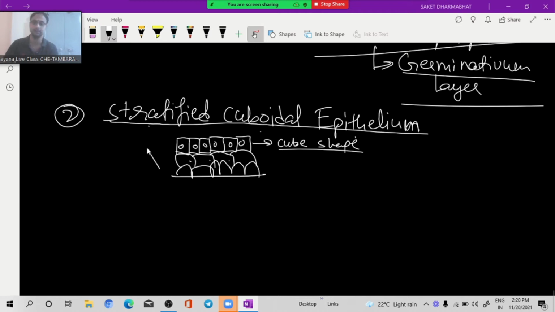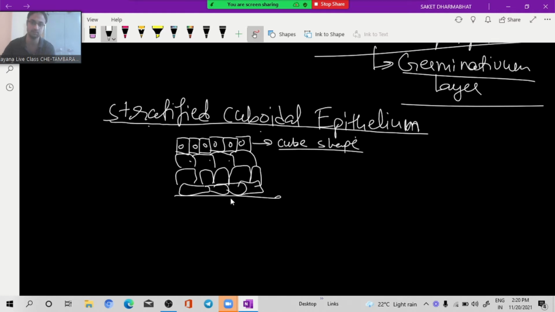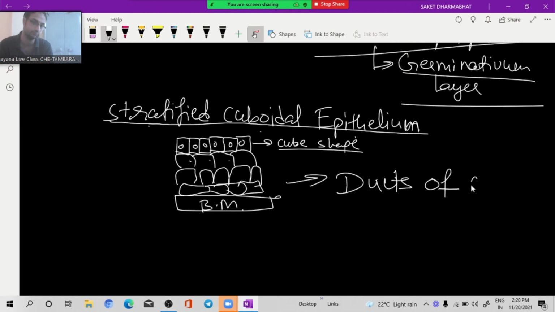So like that, many layers are there. I haven't made it properly. Different shapes of cells are there. Here this is what? Basement membrane. So this is called stratified cuboidal epithelium. Now, where is this stratified cuboidal epithelium present? It is found in ducts of glands.